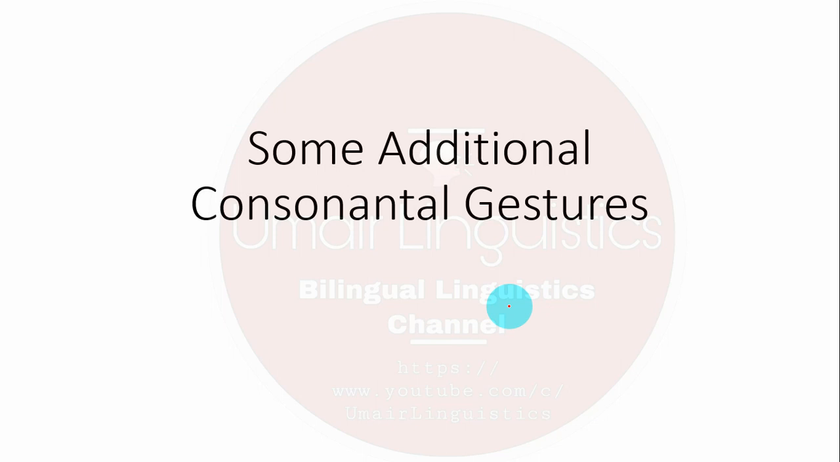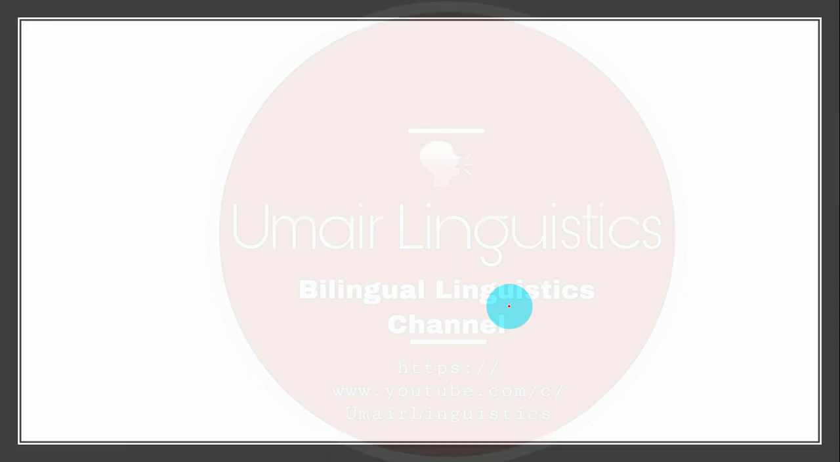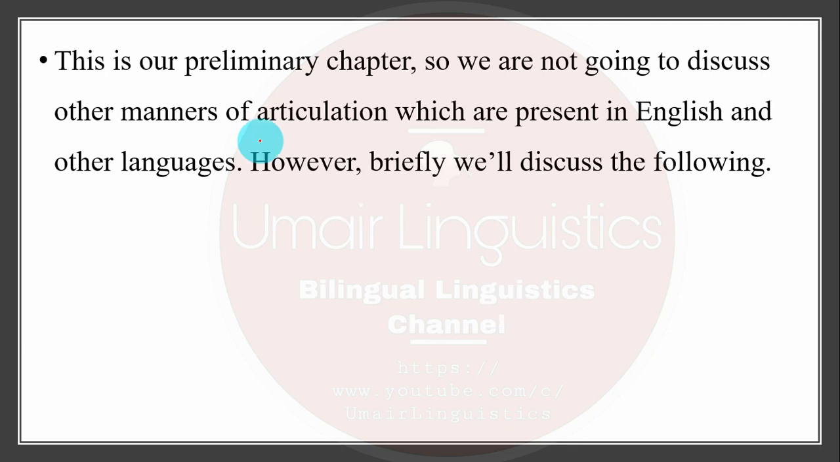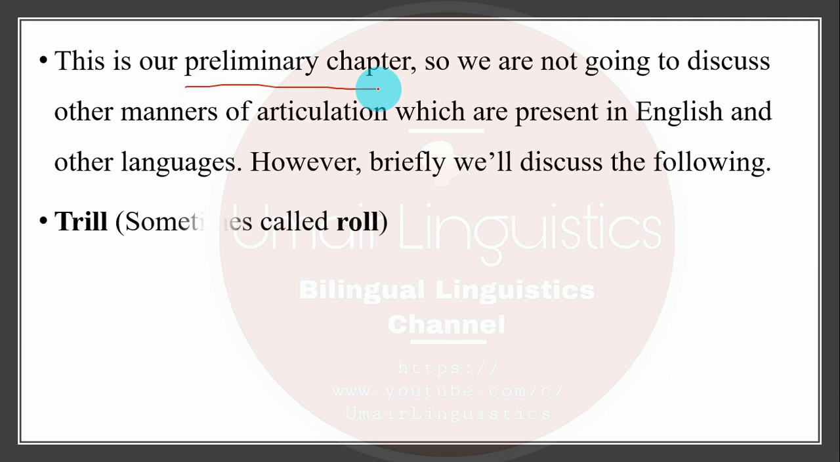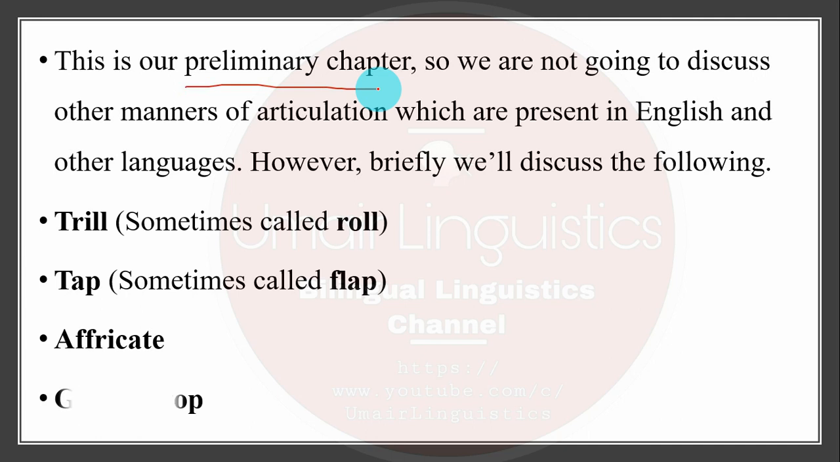Now these were some basic or main manners of articulation, but there are some additional consonantal gestures, some additional manners of articulation as well, because this is our preliminary chapter, our initial chapter. So we are not going to discuss each manner of articulation found in many other languages as well as in English, but briefly we'll discuss the following: trill, which is sometimes called roll, then tap, which is sometimes called flap, then affricate, and then glottal stop.